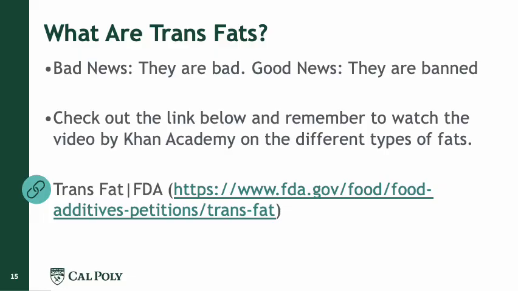I'm sure you have heard about trans fats. Trans fats have had a lot of controversy, and they have been banned. Remember to check out the link on the different types of fats, and here we have a link to trans fats and the FDA's regulations related to trans fats. But just a little bit of history, if we think about margarine.